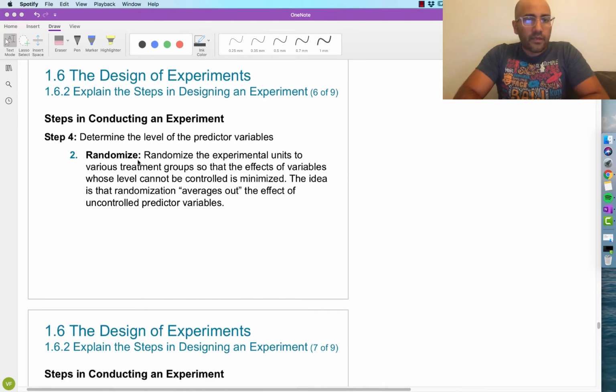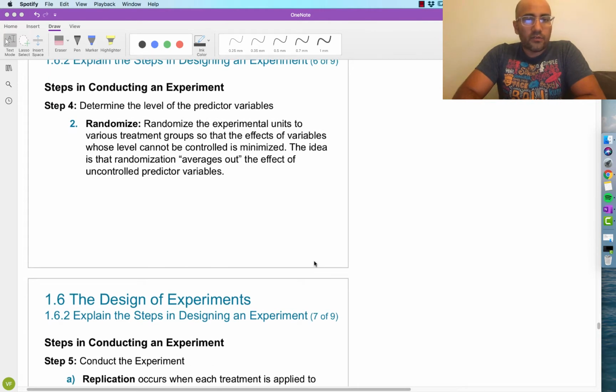Right, so that's what they mean here. Randomize the experimental units to various treatment groups so that the effects of variables whose levels cannot be controlled are minimized. Right, so like I said, age in the cows is a really big factor. But if we just randomly assign them to both groups, hopefully that gets averaged out. The idea of randomization averages out the effects.